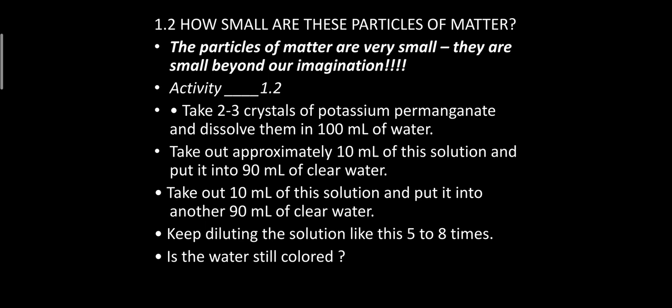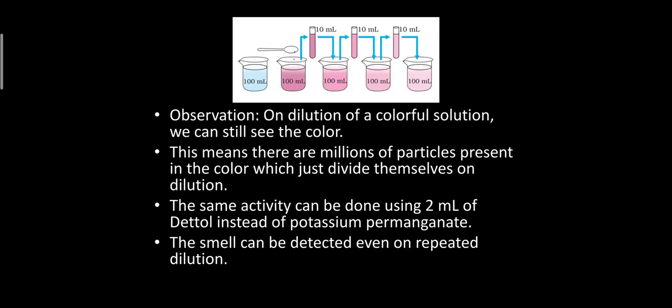The particles of matter are very, very small. In fact, they are so small that we cannot even imagine. So, to explain this activity, we'll be taking potassium permanganate in crystal form. Potassium permanganate is a chemical which is pink in color, and it has a small crystal-like structure.